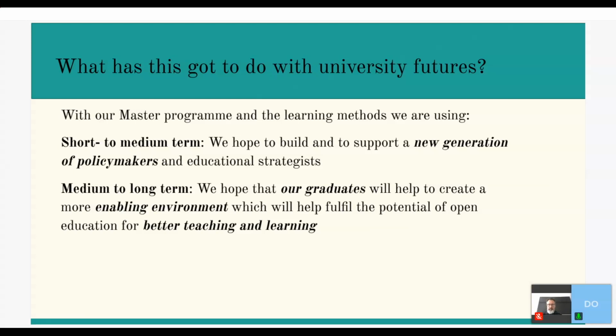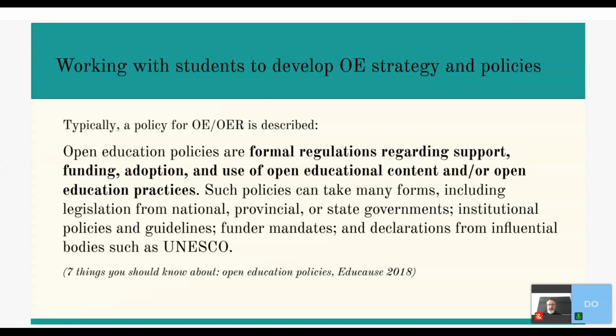What I was just briefly saying is we're trying to build a master program which really reflects the general ideas about open education, and also how we can, in the short term, build up this new generation of policymakers and educational strategists, with the hope that this generation will also be able to create more enabling environments so that we have really better teaching and learning across all the educational opportunities in the world. So let's talk very briefly then about the methods. If we could go to the second two slides, Tel.